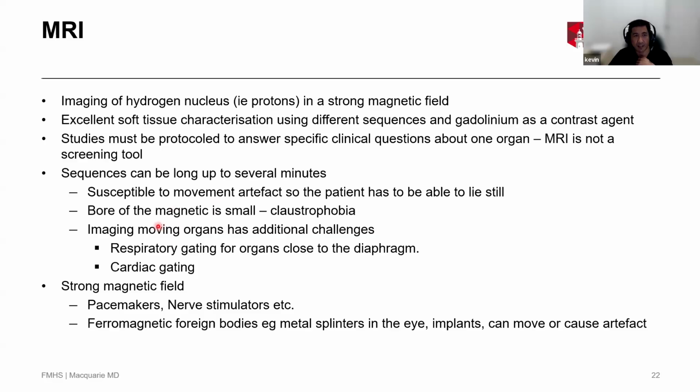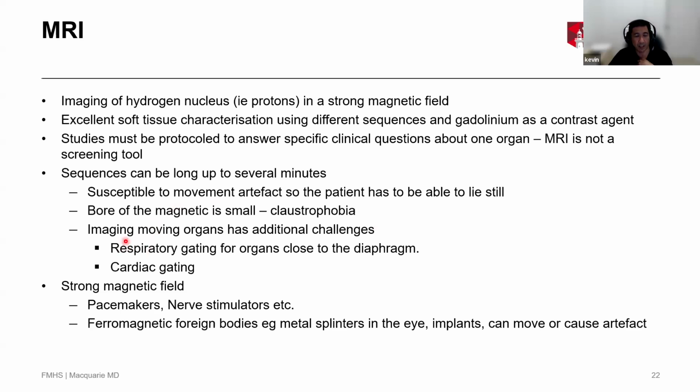The other thing is the aperture or the bore of the magnet is actually very small. So people do get claustrophobia. My wife is terrible. I cannot get her into an MRI scanner. Other people, it doesn't even bother them.